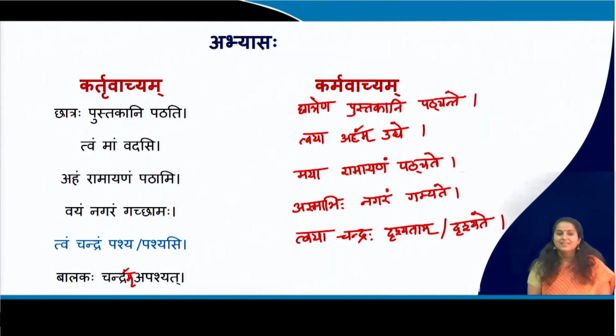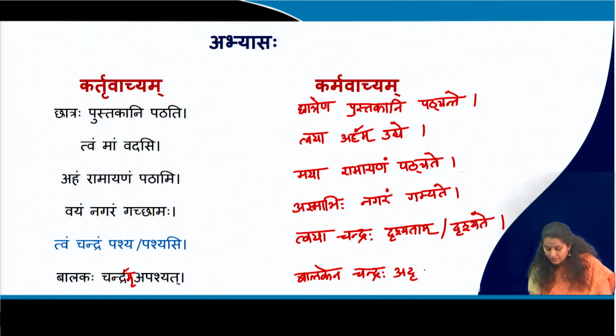Ityartha bhavati atra. So let's see what happens to the last sentence, which is balakah chandram apashyat. Prathama becomes tritiya, so balakena. Chandram, dvitiya becomes prathama, so chandraha. And apashyat will become adrishyata, because it has to be in the same kala. So the lang lakara here, and that is what you have here.